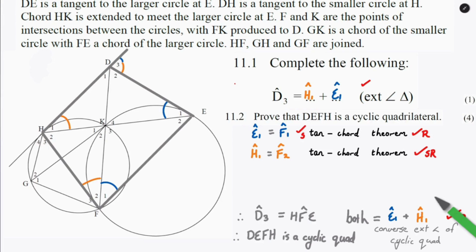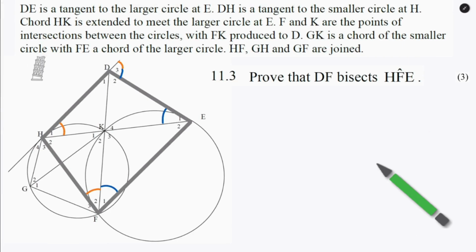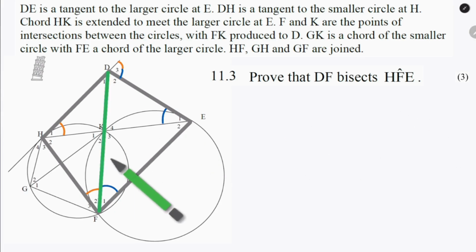So on to 11.3. Next, we need to prove that DF bisects the angle HFE. So this line DF, we have to prove that it cuts this angle HFE in half. So we've essentially got to prove that these two angles are the same. So we have to prove that the orange angles are the same as the blue angles in essence.